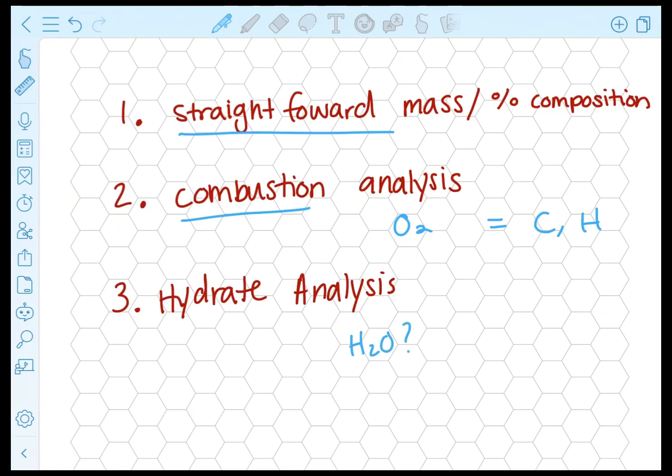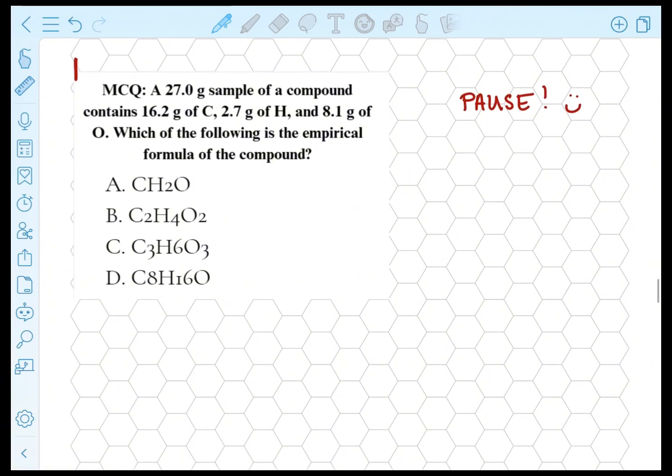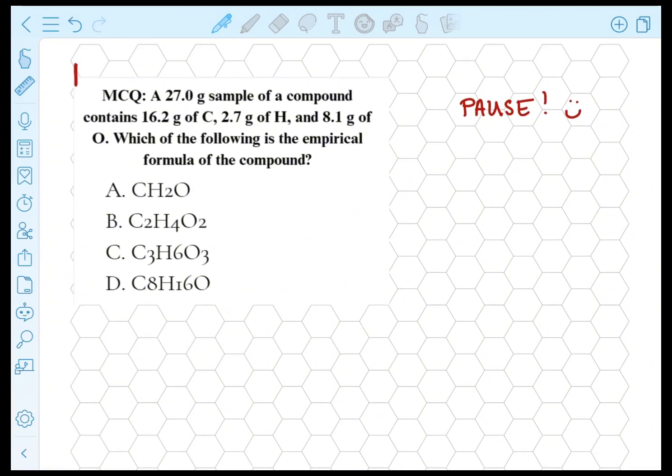Alright, so let's go over the first one, which is just straightforward mass composition. Here's a problem, and try to pause it and solve it, and do it as quickly as you can because on the actual exam, you're going to have about 1 minute and 30 seconds to do it.